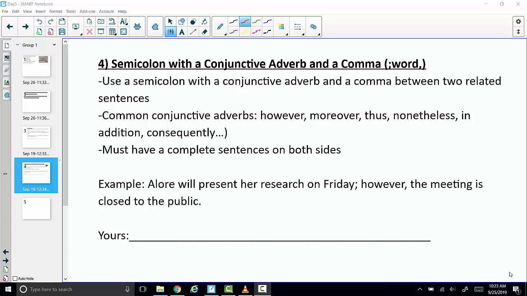So common conjunctive adverbs are however, moreover, thus, nonetheless, in addition, consequently, furthermore. They're kind of fancy words that you use for transitions or to join things. Now, if you're going to use this rule, you'll have one of these in the middle of the sentence, and then you're going to have a complete sentence on both sides.